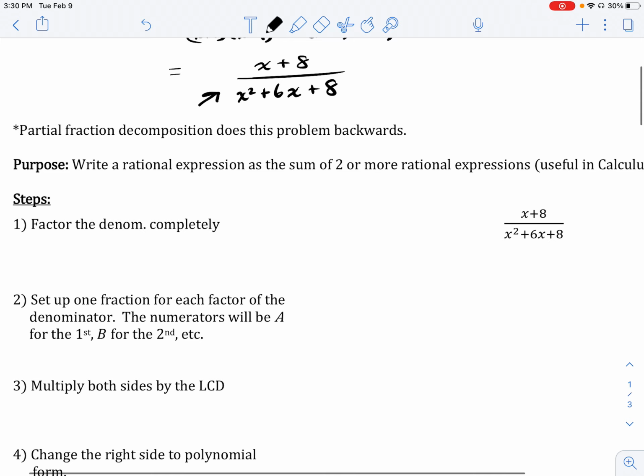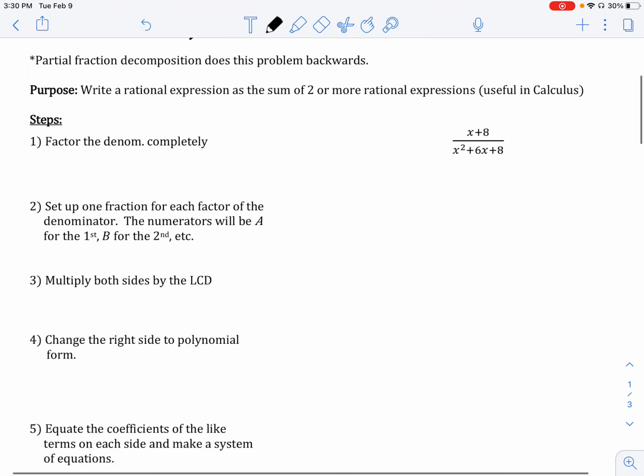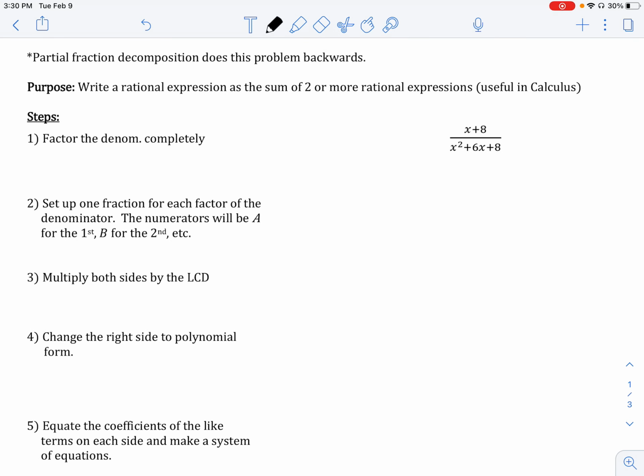So let's go ahead and try one of these problems here. We're going to take the same fraction. We already know what the answer is, but the whole point of this is to walk through the process of decomposing this.